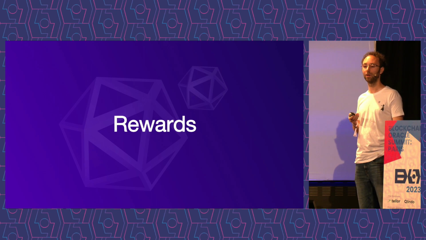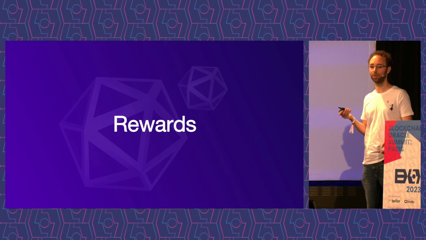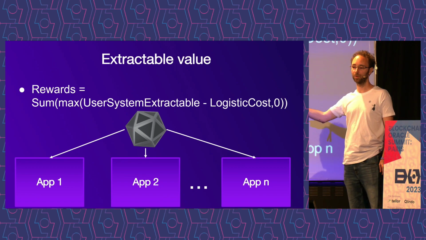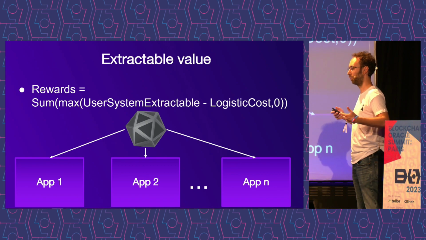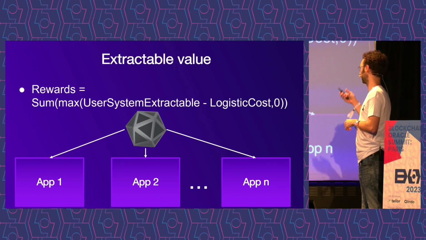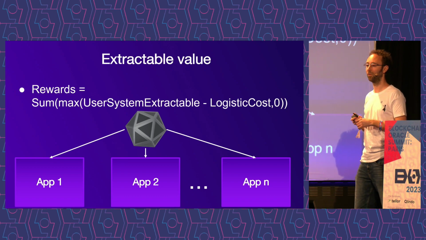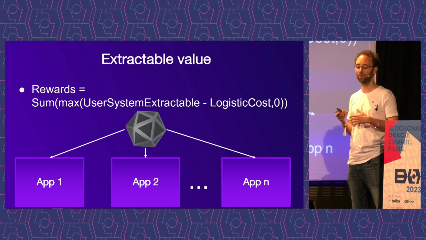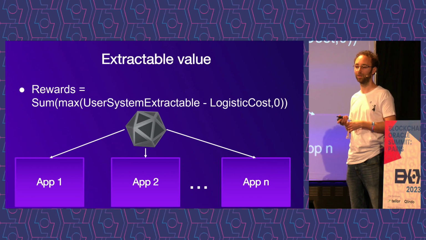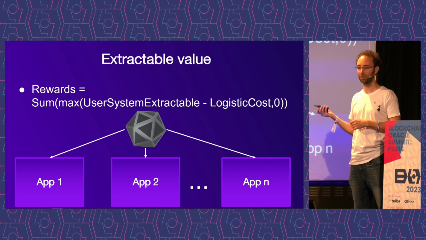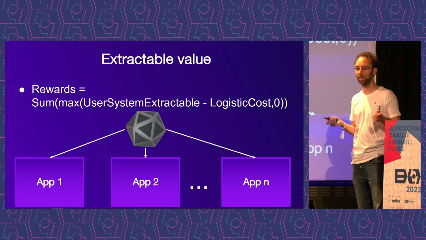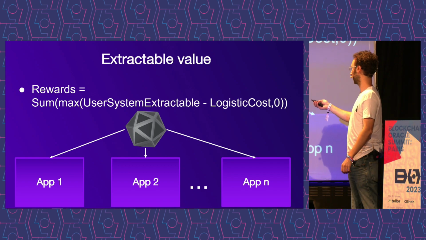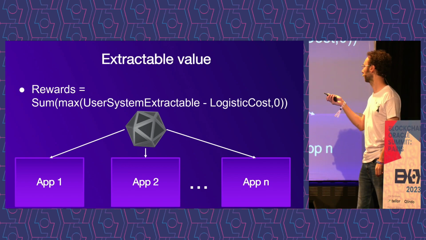The last element of the equation are rewards. So how much do you earn when your attack succeeds? So for each application which is using your Oracle, you have to look at how much you can extract at maximum minus the logistic costs. So if you have a lot of applications, you have a bit more logistic cost, but the reward tends to increase almost linearly in terms of the value which is at stake in applications using your system. So if you have one app with $1 million, one app with $5 million, that's like $15 million of extractable value minus a very small amount of logistic cost.